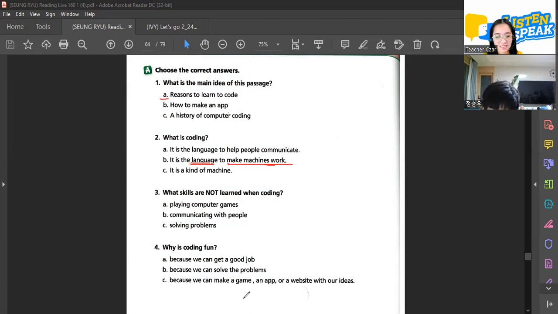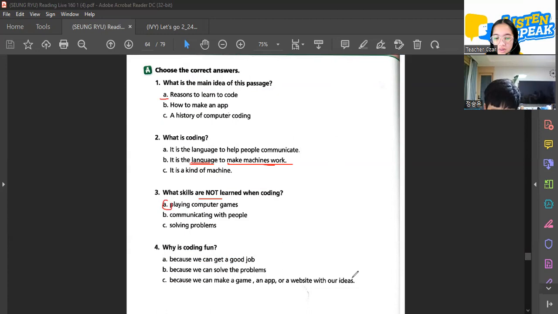What skills are not learned when coding? Okay, so what skills are not learned when coding? Not learned: communicating with people, solving, playing computer games. Yes, on this one, on coding, you can make your own computer game. They did not say you can play computer games itself. Very good. Now, how about number 4?